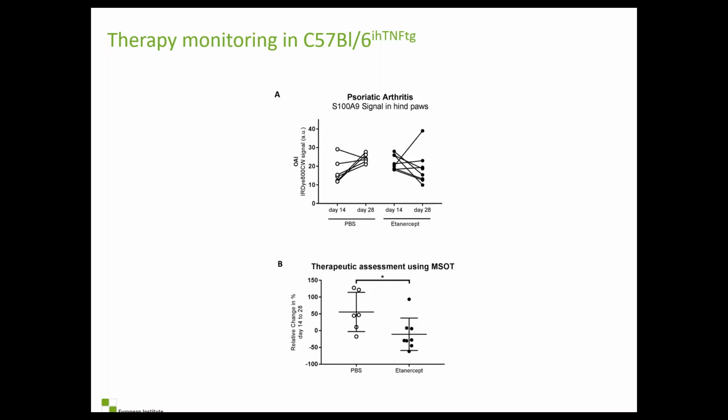In the PBS treated group, we had an increase of the signal from day 14 to day 28, whereas we had a decrease of the signal in the etanercept treated group. The relative change from day 14 to 28 in PBS was an increase of around 50%, and in the etanercept treated group, we had a decrease of around 10%.